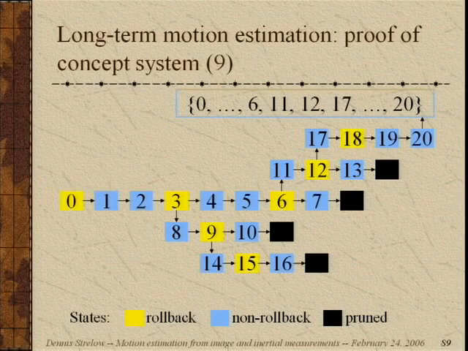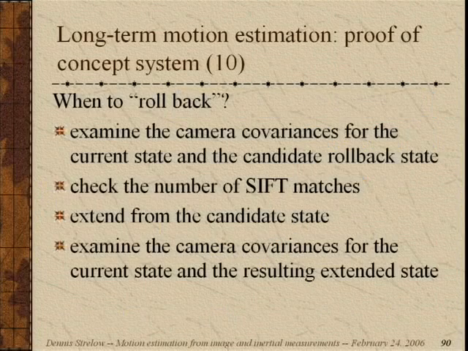Okay. And then you can continue to do this. If you continue to take every 3rd image as a rollback image, then you build a kind of tree over time that shows the best way to estimate our current position using all the data we've seen so far, by opportunistically rolling back. Okay. And then the question is when to roll back.